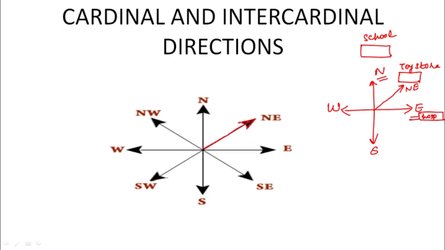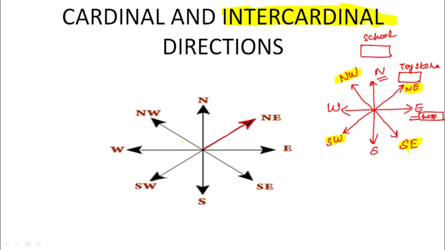North, this is northeast. Between north and east is northeast. Similarly, the direction between south and east is called as southeast. The direction between south and west is called as southwest, and the direction between north and west is called as northwest. So these four directions, that is southeast, southwest, northeast and northwest, they are called as intercardinal directions.